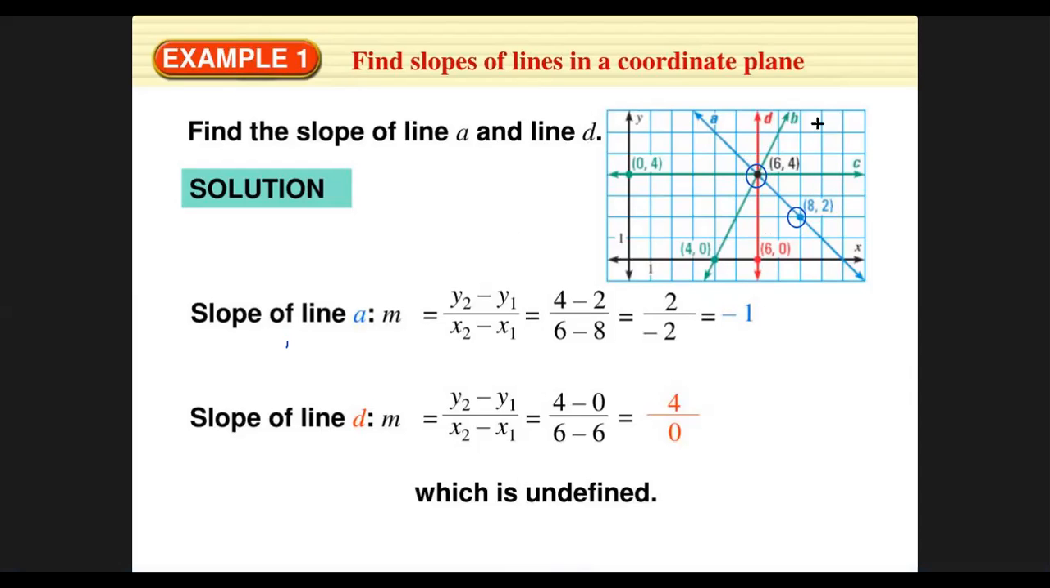Second, I want to calculate the slope of D. Then we will choose 2 points belonging to D. Let me ask you, what do you notice about the line D? The line D is perpendicular to the x-axis, or we can say it's parallel to the y-axis. Then we pick up 2 points, and we calculate y2 minus y1 over x2 minus x1. What do you note? The denominator equals 0, which means the slope will be undefined.